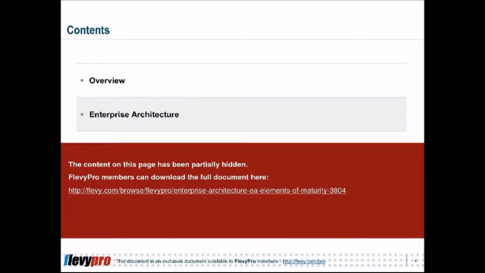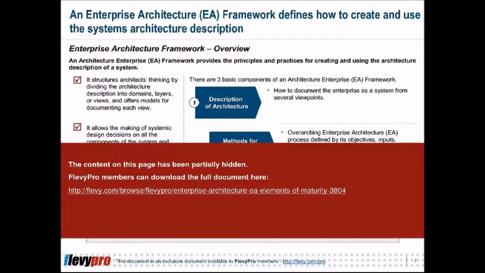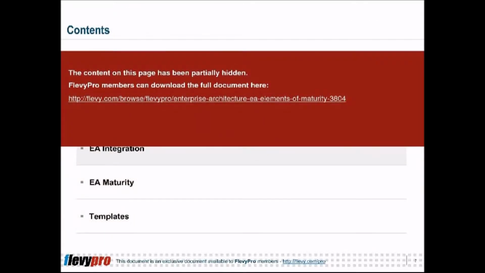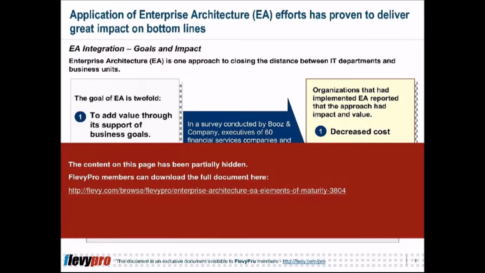One approach to closing this gap is the discipline called enterprise architecture, EA. What is enterprise architecture, EA? Enterprise architecture, EA, is a logical framework that establishes the links between business strategy and organizational structures, processes, databases, and technologies. The goal of EA is twofold. The first goal is to add value through its support of business goals. Second is to enable companies to measure the value added.